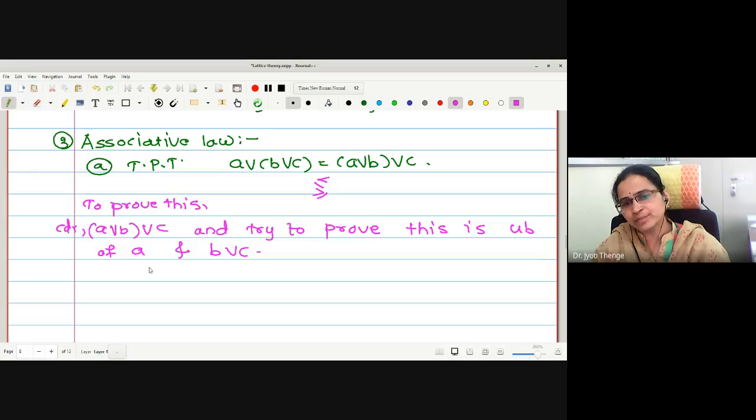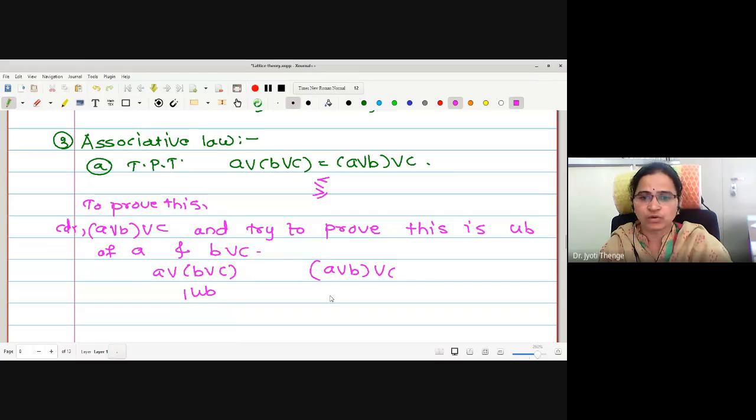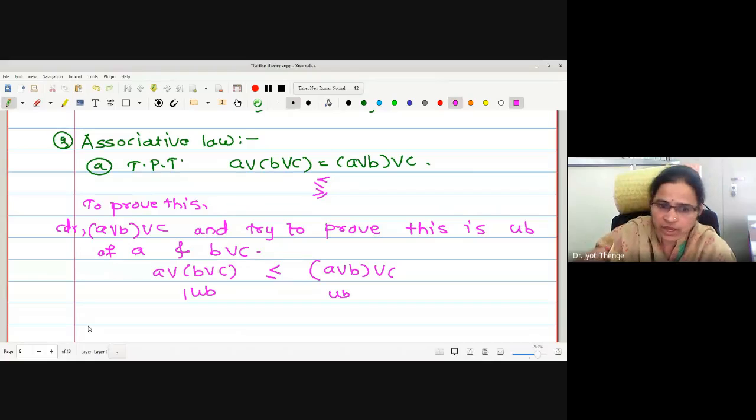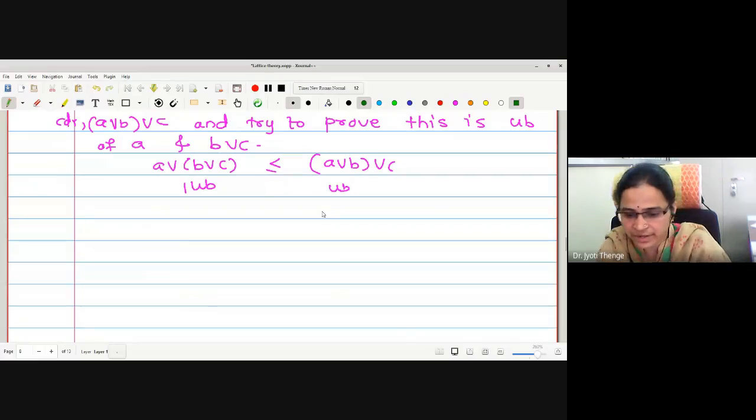What will happen if I prove this is an upper bound of A and B join C? We know A join with B join C is a least upper bound, and here we are proving this to be an upper bound. Correct? So this less equal relation is going to hold. Okay, so let me start to prove. Let me come to my green pen again. Okay, is the idea clear?